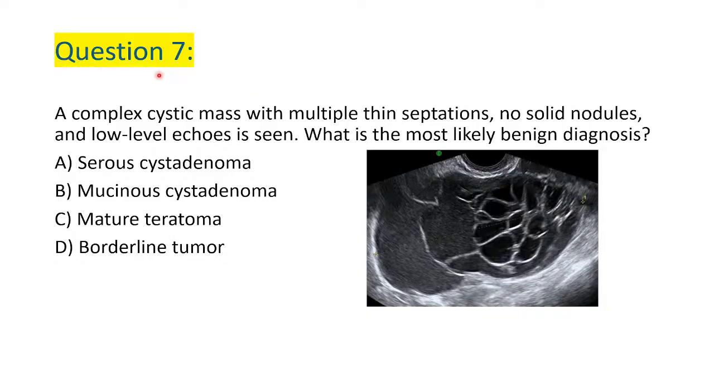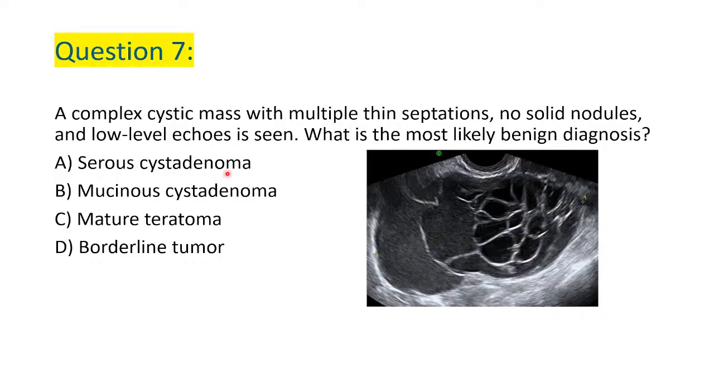Question number 7. A complex cystic mass with multiple thin septations, no solid nodules, and low level echoes is seen. What is the most likely benign diagnosis? So we have got the lesion there. You can see the multiple septations. They are just these tiny little internal low level echoes there.